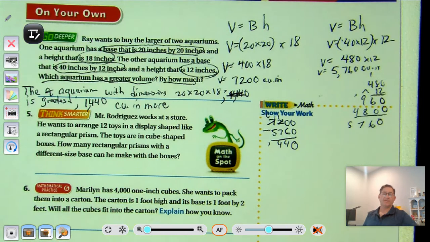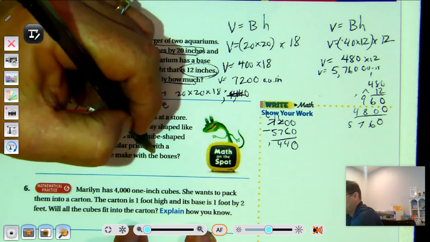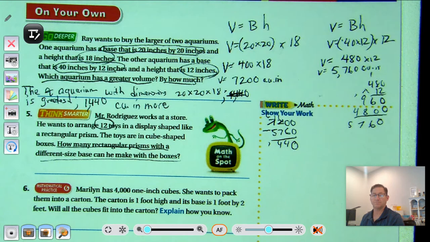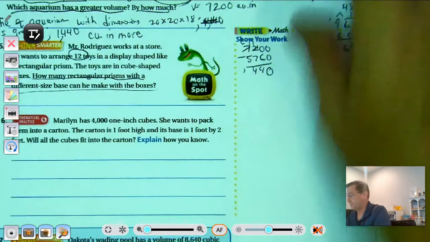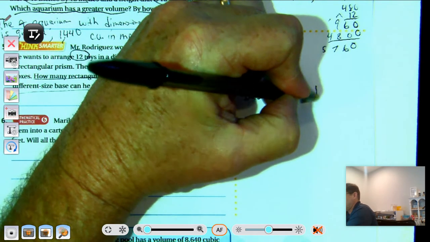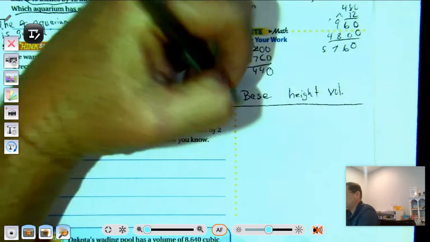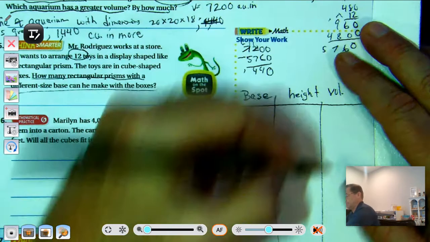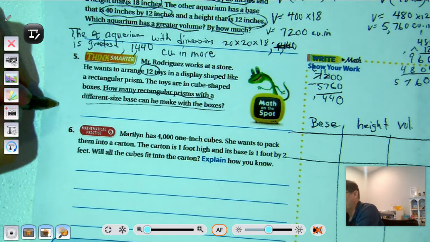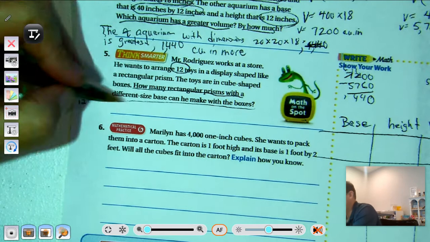All right, Mr. Rodriguez works at a store. He wants to arrange 12 toys in a display shaped like a rectangular prism. The toys are in cube-shaped boxes. Okay, 12 toys. How many rectangular prisms can he make? Well, this sounds like the problems we've been doing, right? Where we're going to have a base, we'll have a height, we'll have the volume. So we have 12 toys. What are the different ways of making, what are the factors of 12?